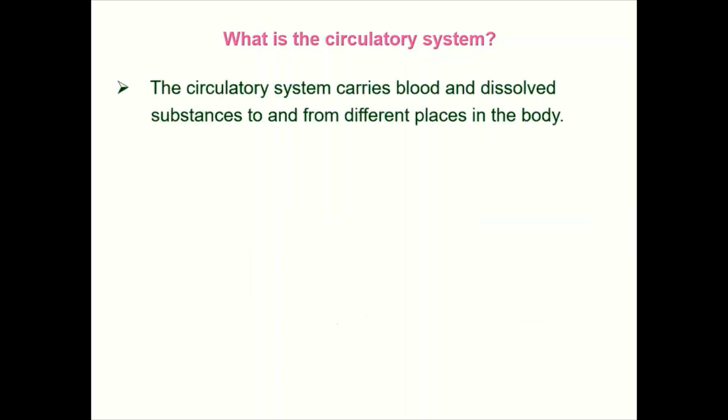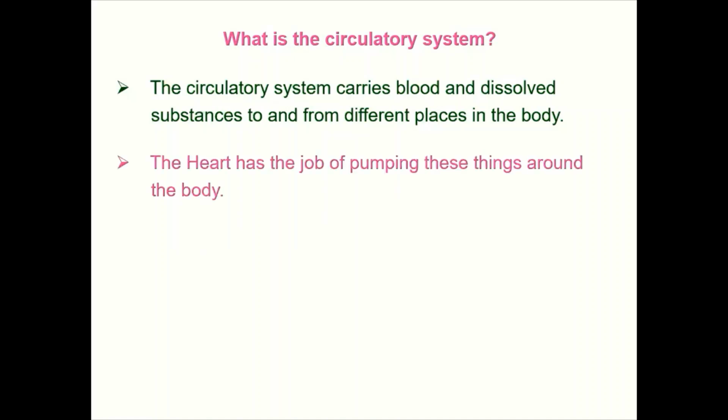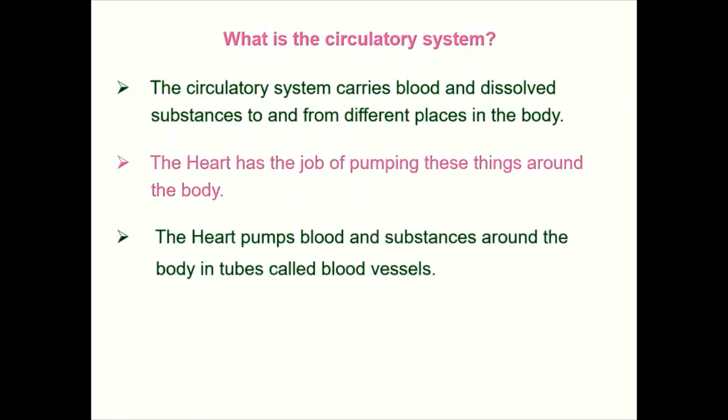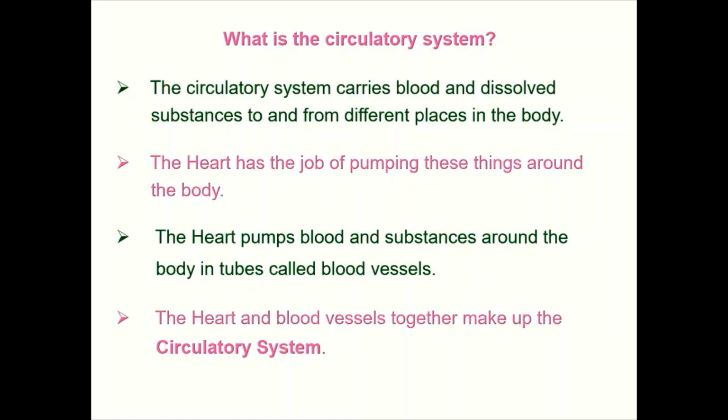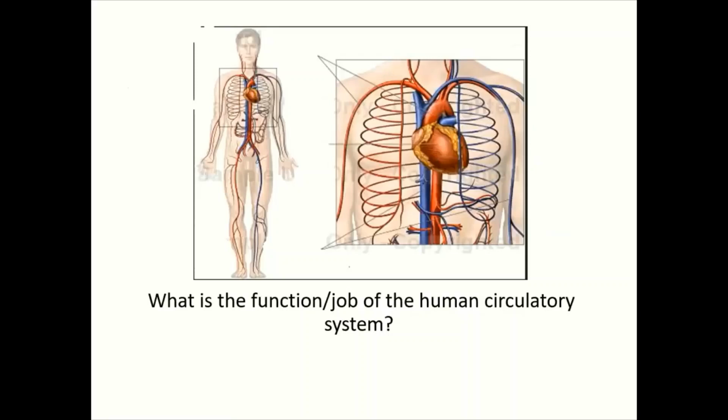What is the circulatory system? The circulatory system carries blood and dissolved substances to the different places in the body and from the different places in the body. The heart has the job of pumping these things around the body. So the heart pumps blood and substances around the body through tubes called blood vessels. The heart and blood vessels together make up the circulatory system. But what is the function or the job of the human circulatory system?